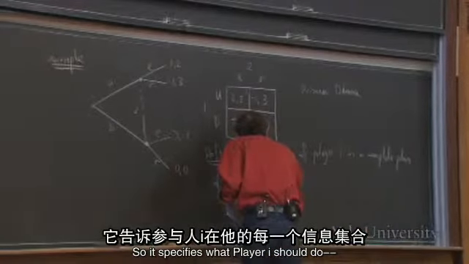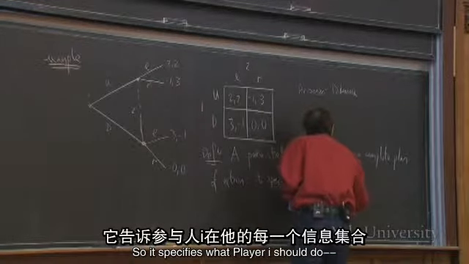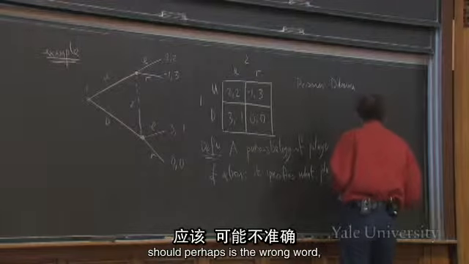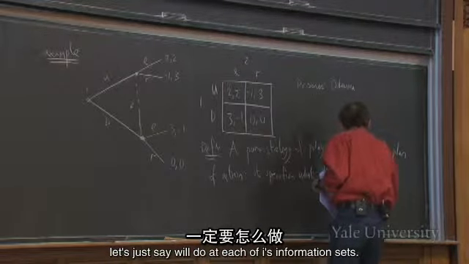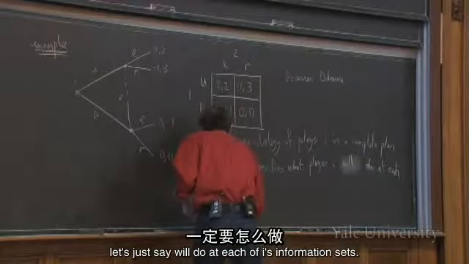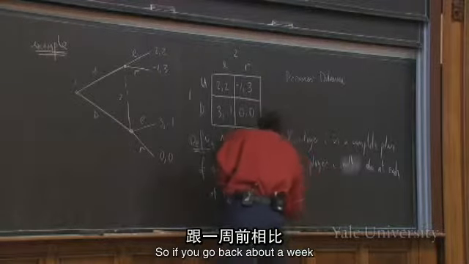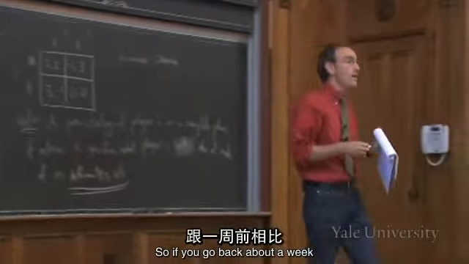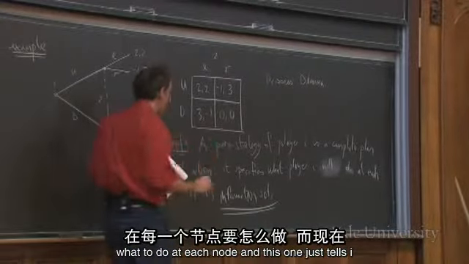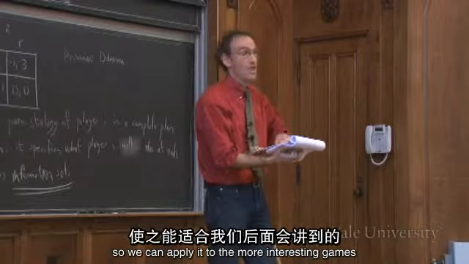All right? So it specifies what player I will do at each of I's information sets. So you go back about a week, you'll see almost exactly the same definition of a strategy, but the previous definition told I what to do at each node, and this one just tells I what to do at each information set. All I'm doing is tidying up the previous definition so we can apply it to the more interesting games we're going to look at from now on.